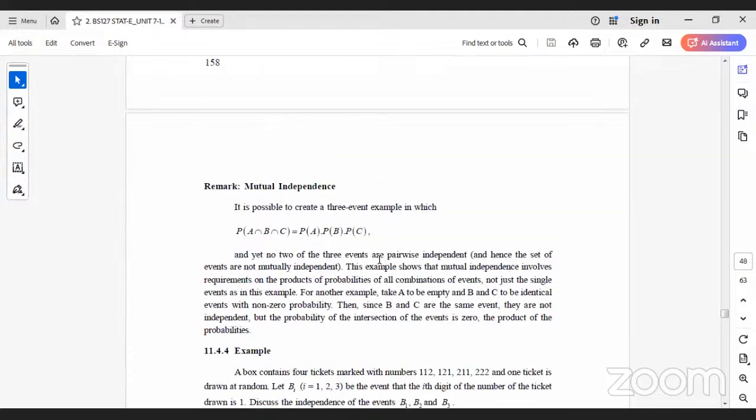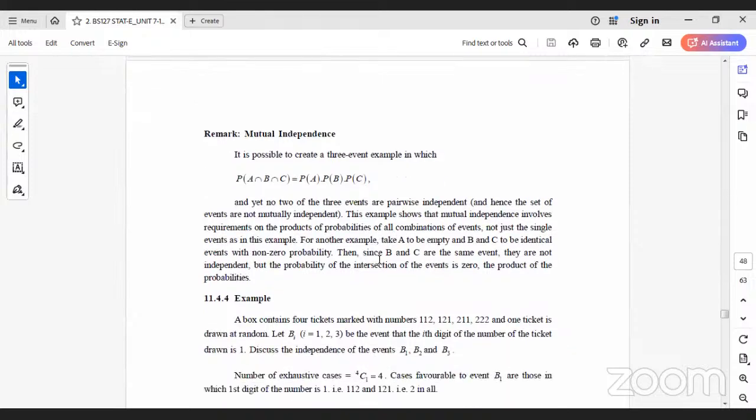Remark on mutual independence. It is possible to create a three-event example where P(A∩B∩C) equals P(A)P(B)P(C), and yet no two of the three events are pairwise independent, even though the set of events is supposed to be mutually independent. The example shows that mutual independence involves requirements on the products of probabilities of all combinations of events, not just the single events in this example.